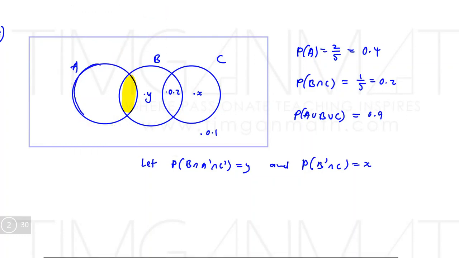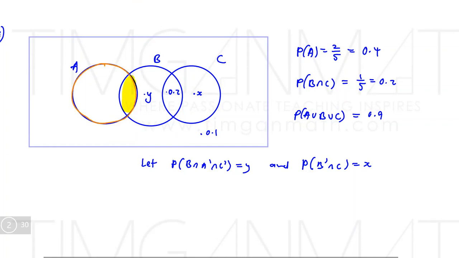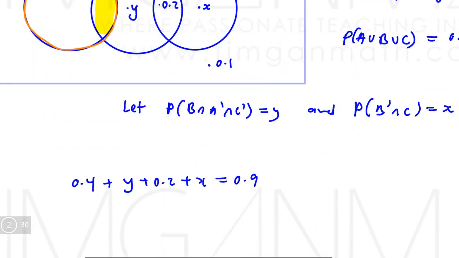So first, we take the most obvious one. Let me take a not so jarring color. This is 0.4 here. So what I'm going to do is, I know that 0.4 plus y plus 0.2 plus x is equal to 0.9. That is a given. It must contain. So the whole thing inside here, 0.4 plus this whole thing here, must be 0.9. So in other words, you have y plus x equals 0.9 minus 0.6, which amounts to 0.3. This 0.3 here is the first part.